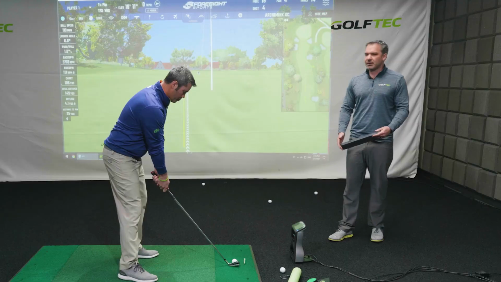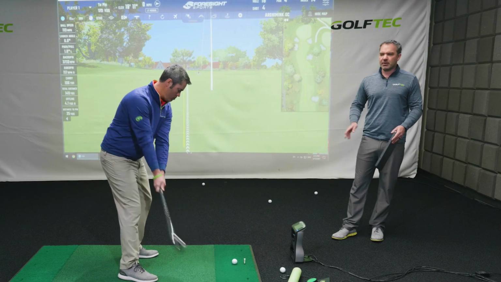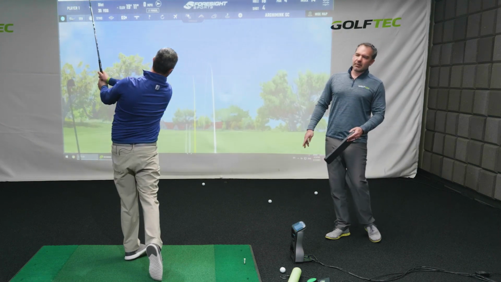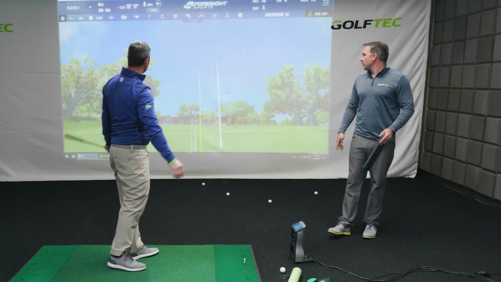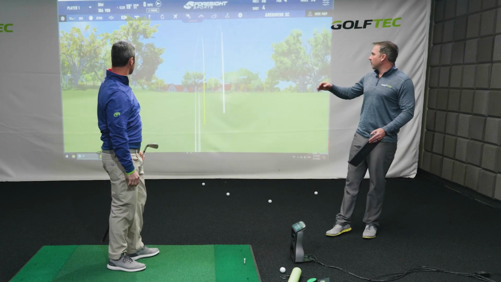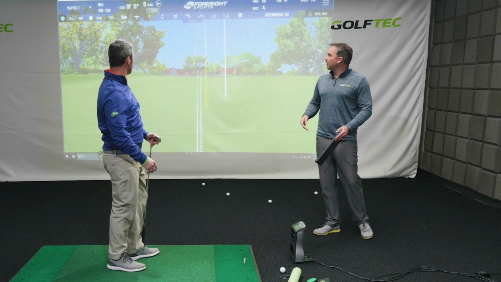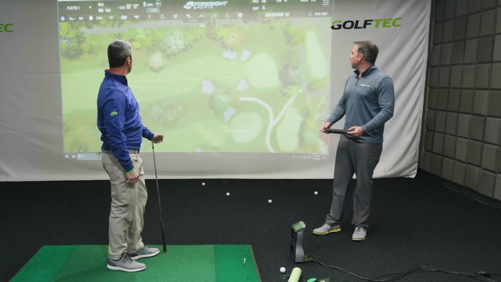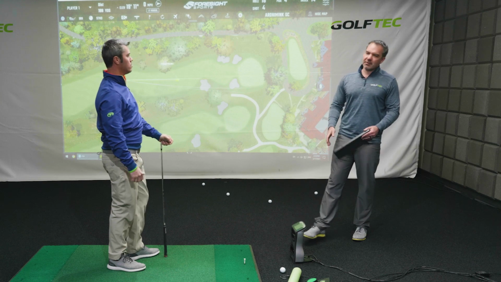So those all together, Patrick's going to have some element of hip sway or shift towards the target. Shoulders are tilted to the right, and then his hips are turned enough where he hits a push. That one curved a little too much, but he's hitting a 7-iron, 188 yards, which is about 10 yards over the green.